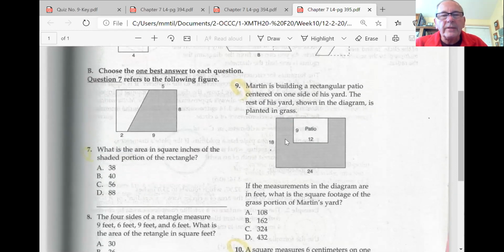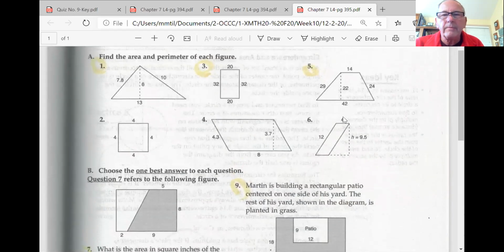Some of these others here, like number 9, it's a rectangle patio. The rest of the yard shows the measure of the diagram. What's the square footage of the grass? So we want to measure this. What you have to do is get the total area and subtract the patio from it, and then you have the area. Don't try to be fancy. Just take the area of the whole thing, subtract the area of the interior part, to get the other part. Don't worry about figuring out this part or this part because you don't have all that information. Okay, stop sharing. We'll go on to the next screen.